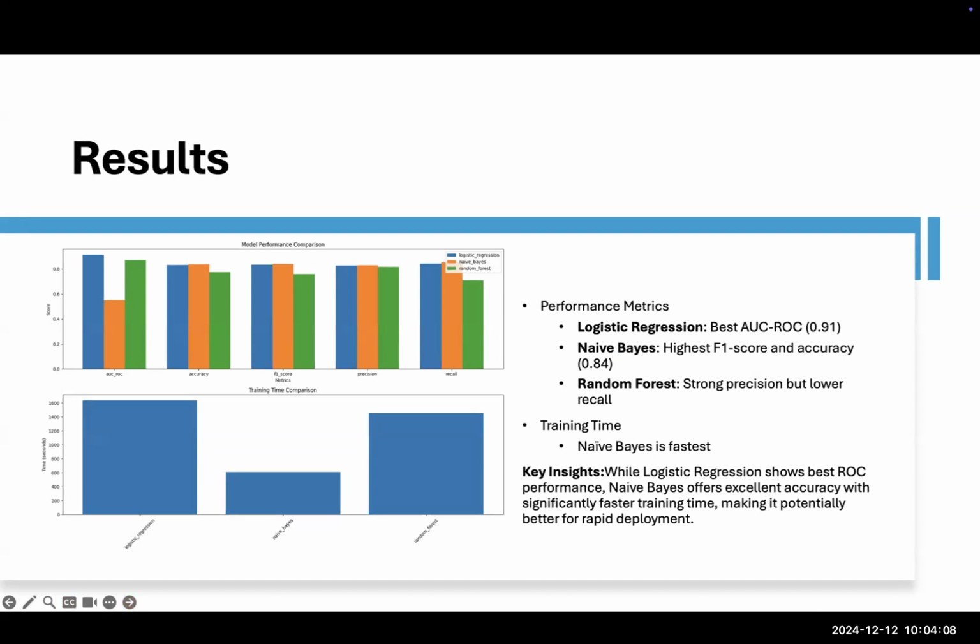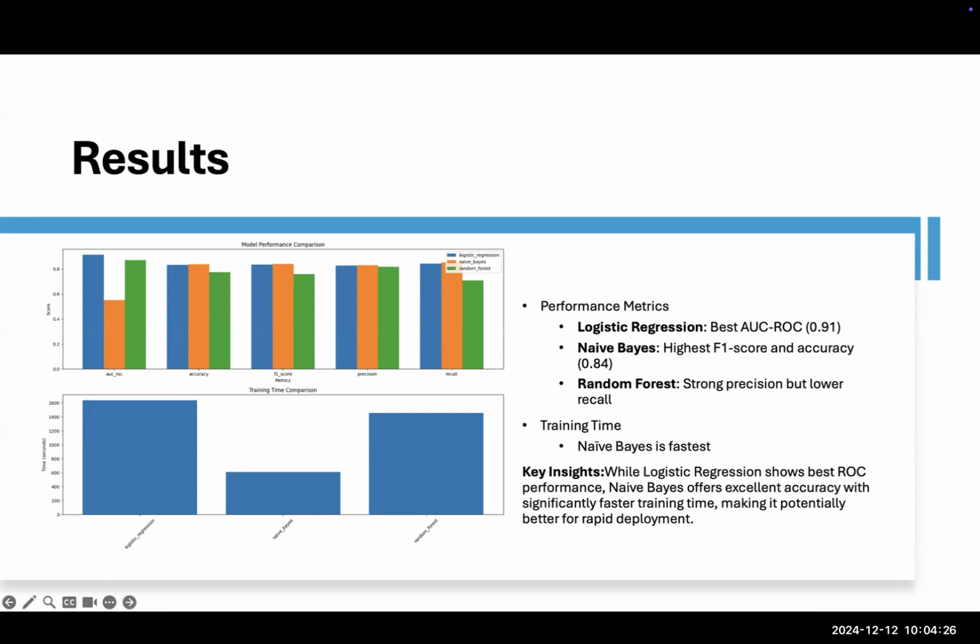Logistic regression achieved the highest area under the curve score of 0.91, which shows its excellent ability to distinguish between positive and negative sentiments. This shows that it's very good at handling the nuanced language in customer reviews. Naive Bayes surprised us with the highest F1 score of 0.84, despite being the simplest model among all three.